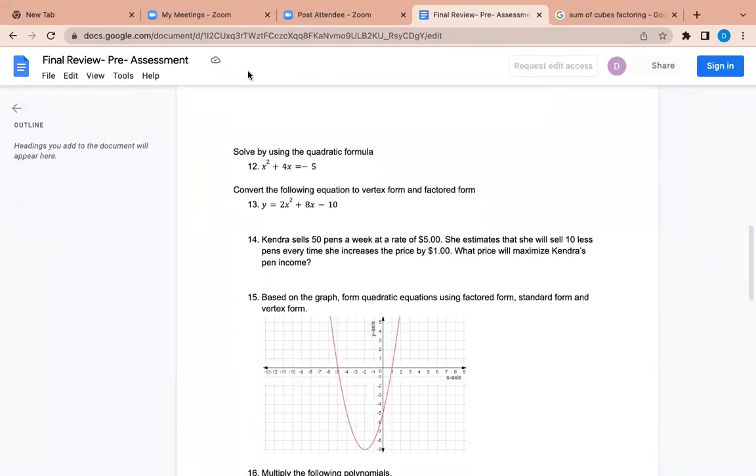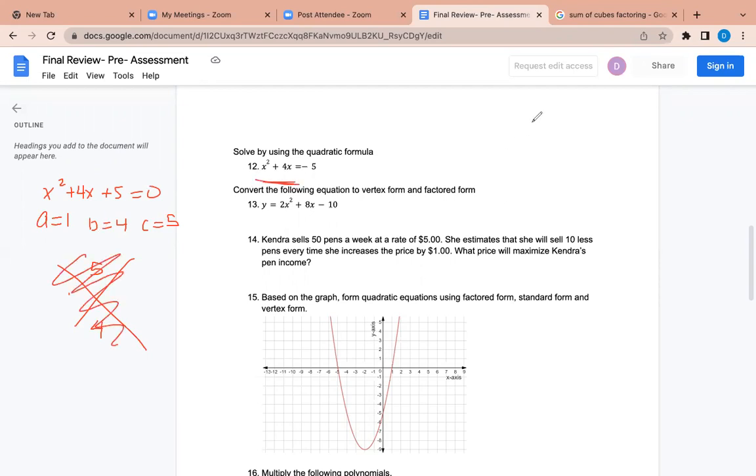Number 12, quadratic formula. I kind of want to emphasize that because we didn't do it very often, and I want to make sure you guys get this down. Add the 5 to both sides, right? Equals 0. So a is 1, b is 4, c is 5. So 5 times 1 is 5, a times c is 5, b is 4. Two numbers that multiply into this and add up to this, is there a number? Oh, you know what? Sorry, we're using the quadratic formula. So, duh.